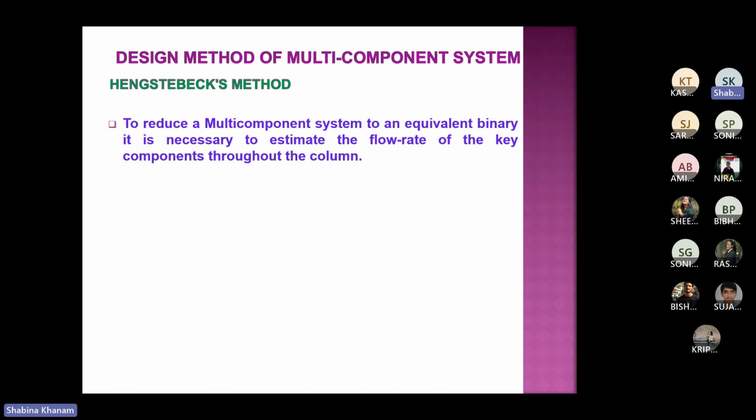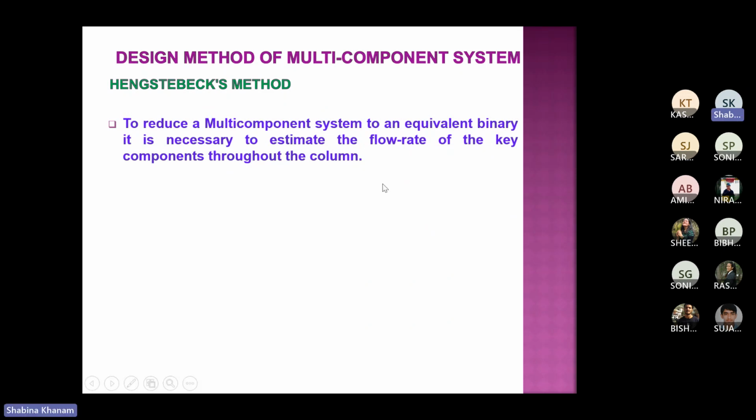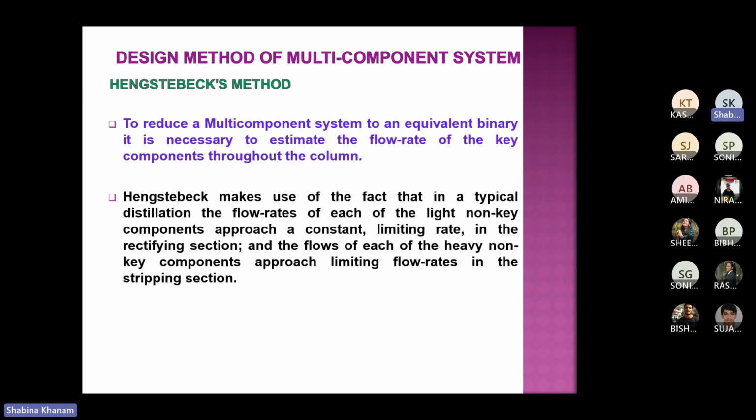Deduct this combined flow from the total flow of vapor as well as liquid, and you will find the flow of key components only. So to reduce the multi-component system to an equivalent binary system, it is necessary to estimate the flow rate of key components throughout the column. Hengstebeck makes use of the fact that in a typical distillation column, the flow rate of each light non-key component approaches a constant or limiting rate.